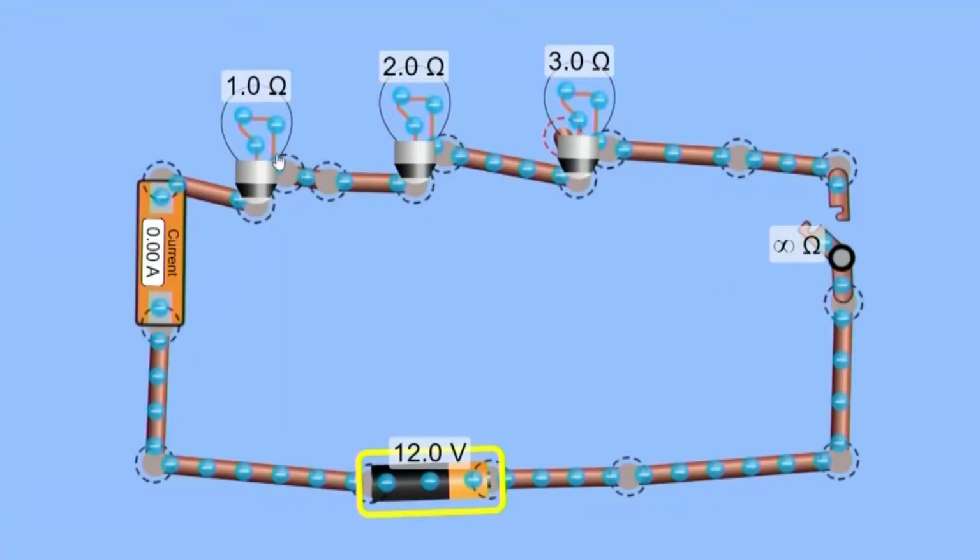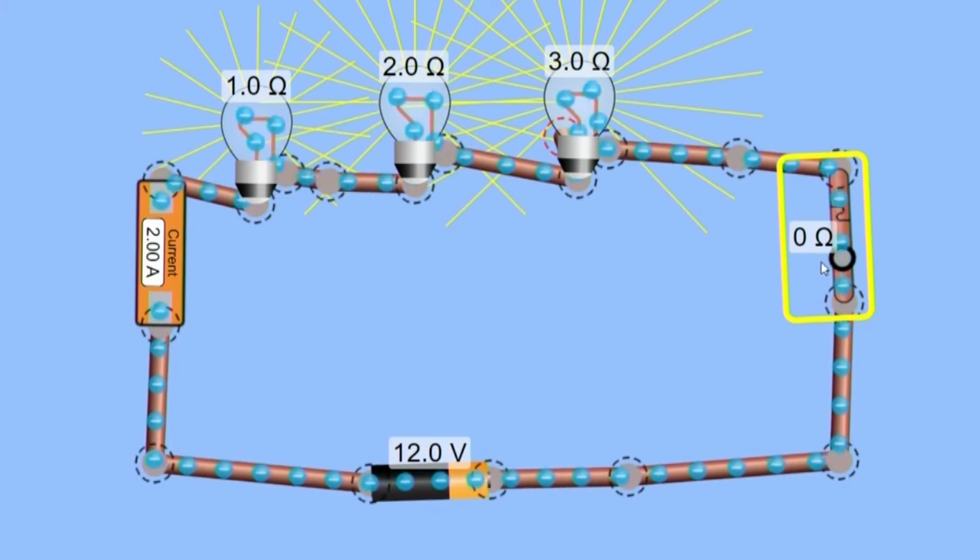Children, in this circuit we have connected 3 electric bulbs in series, and we observe that the resistances are 1 ohm, 2 ohm and 3 ohm. That means we have connected 3 resistors in series, and the potential difference that we have given is 12 volt, and the ammeter shows that the current is 2 amperes.